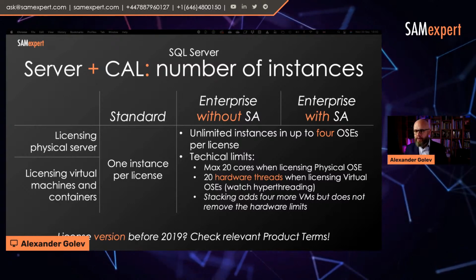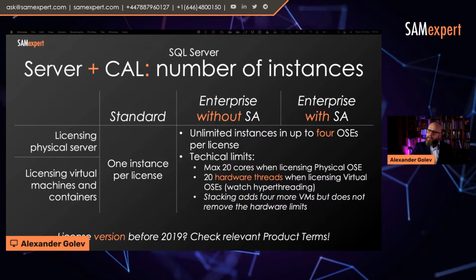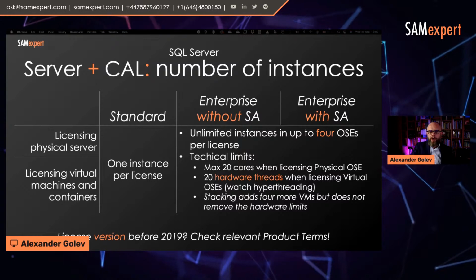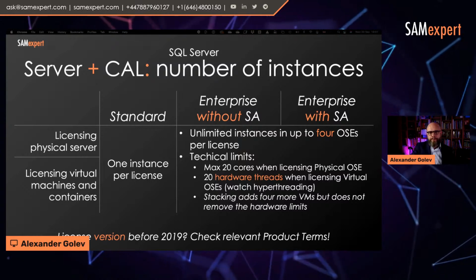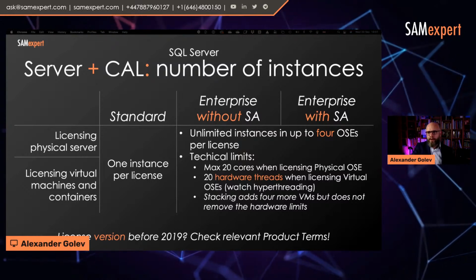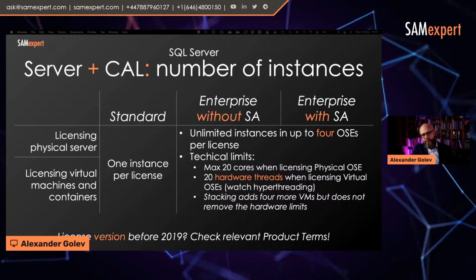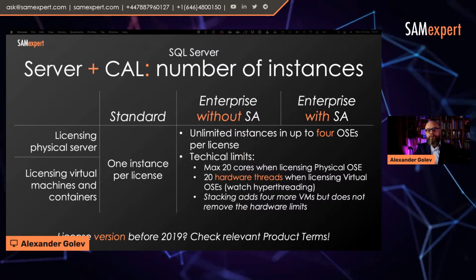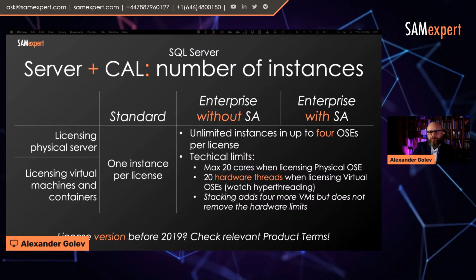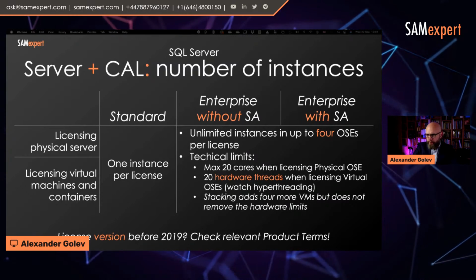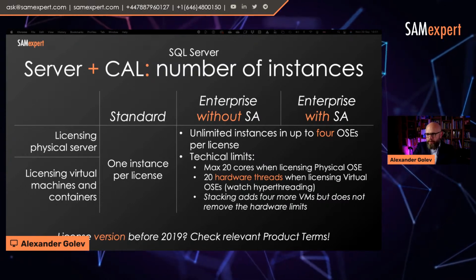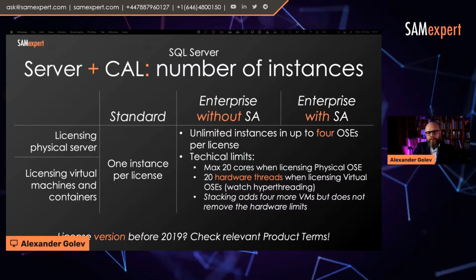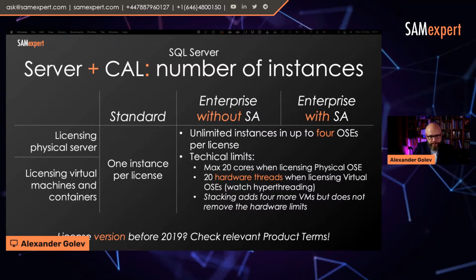When you use enterprise licenses, one enterprise license covers up to 4 operating system environments, physical and virtual. And in those operating system environments, you may use an unlimited number of instances. So you need to count operating system environments per each enterprise license, and there's no difference whether they're virtual or not. And Microsoft put technical limits on the server CAL licensing model with SQL Server Enterprise, and they are tricky.